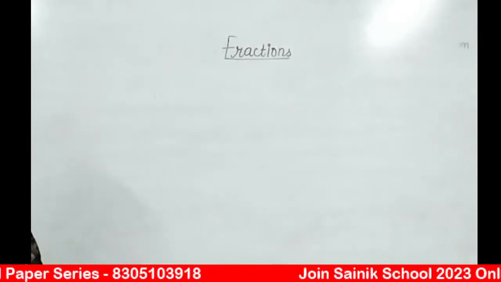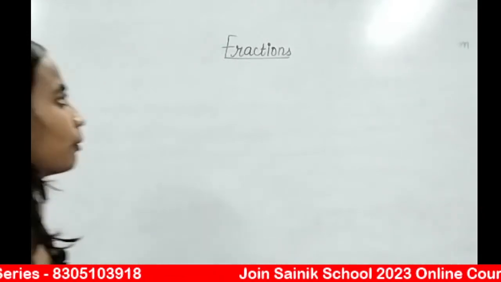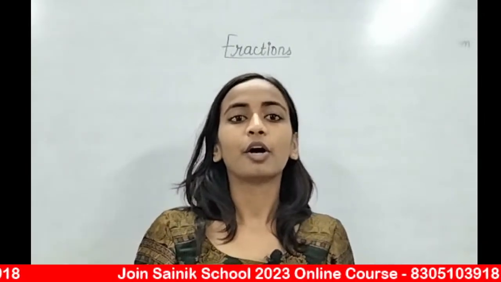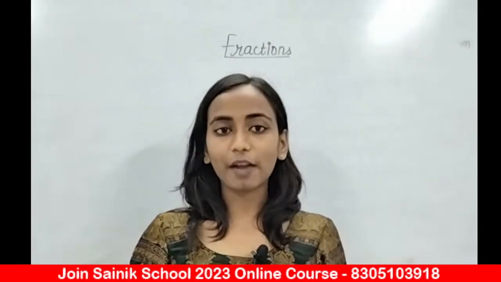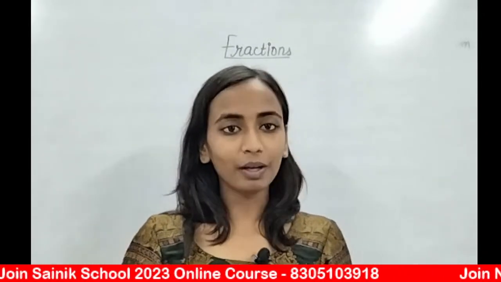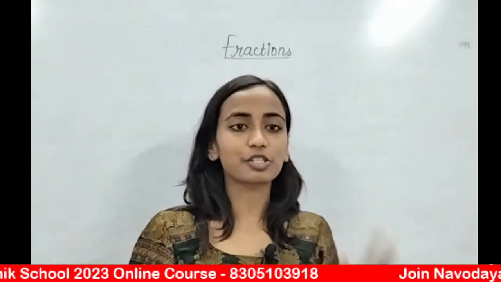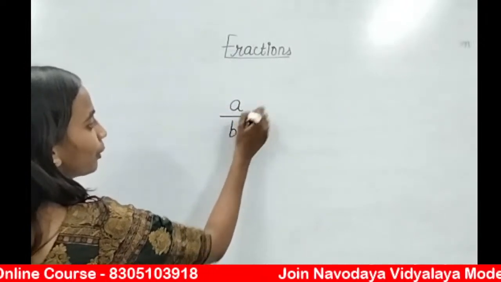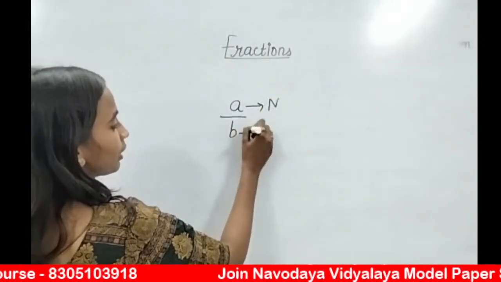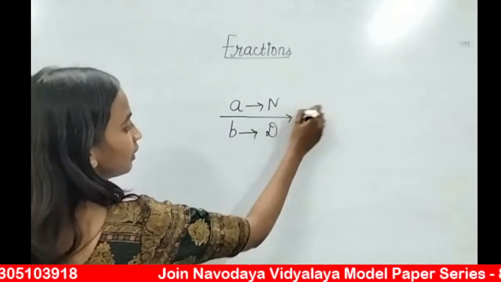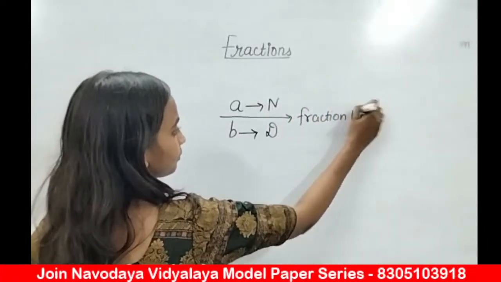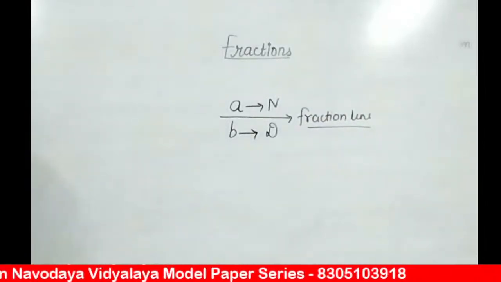So we discussed proper and improper fractions yesterday. A quick revision: what is a fraction? A fraction is a part of a whole. The fraction has two components, it can be expressed in the form of a upon b, where a is the numerator and b is the denominator. This line is called the fraction line. This much we had discussed.